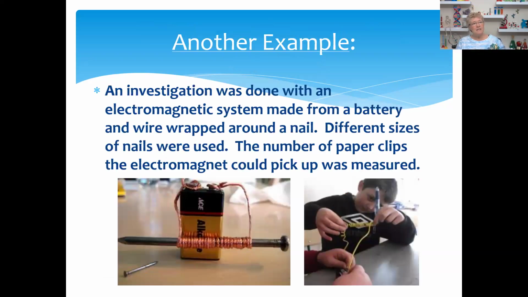An investigation was done with an electromagnetic system made from a battery and wire wrapped around a nail. Different sizes of nails were used. The number of paper clips the electromagnet could pick up was measured. Okay, look at that again. Think to yourself what the variables are. What is the independent variable? The thing you change. What is the dependent variable? The thing you measure.